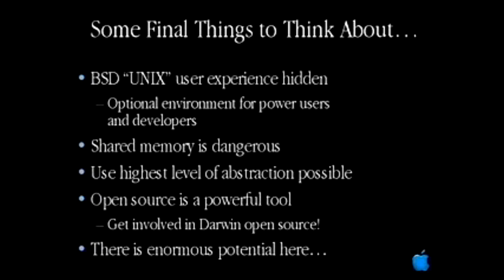Always use the highest level of abstraction possible. We've talked today about a lot of really cool technology within the OS. But as a general rule, you shouldn't start down at the bottom in terms of the APIs and services that you use. You instead should use the application services that exist as part of Cocoa, as part of Carbon. That allows you the greatest amount of compatibility and the greatest amount of portability.